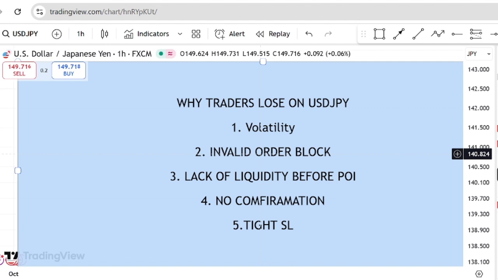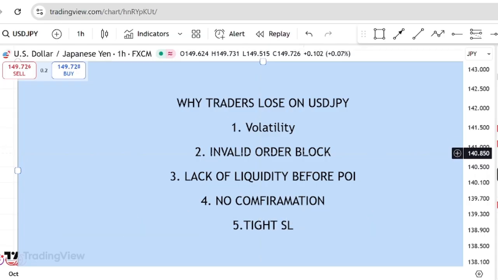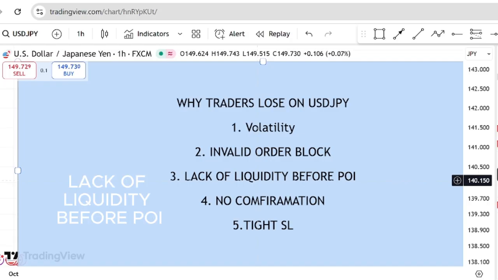Then the second reason why most traders have losses on USDJPY was trading from an invalid order block. A lot of persons don't actually know how to mark the order block. You get to hear a lot of traders saying something like USDJPY doesn't respect order block, USDJPY doesn't respect any zones. I'm here today to prove to you that USDJPY works with order block, and that is solely what I trade with my inducement.